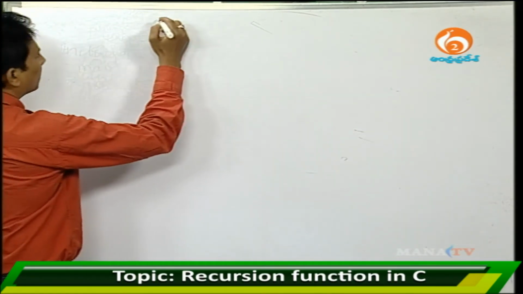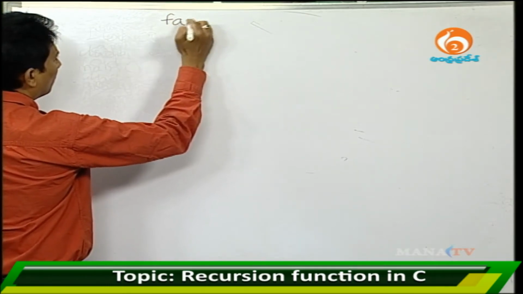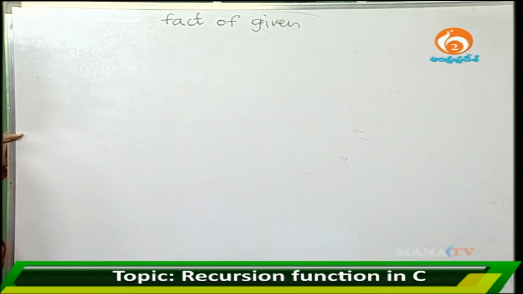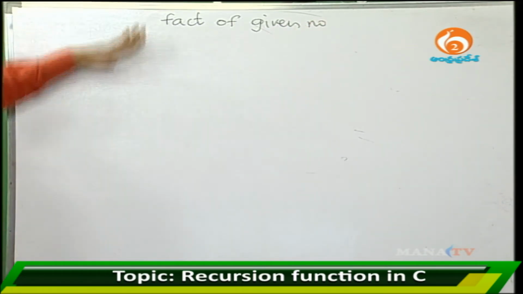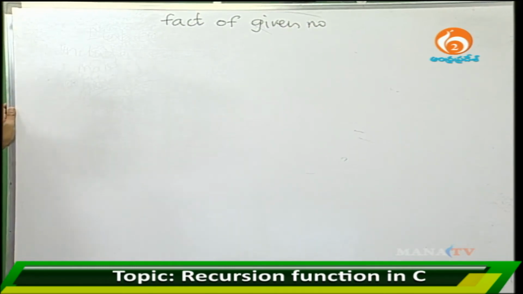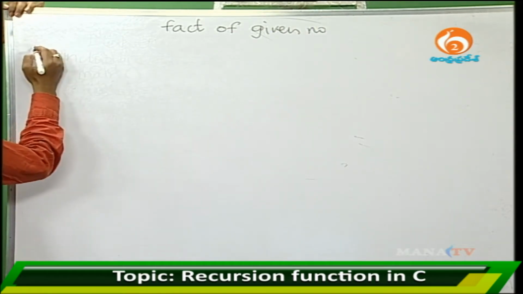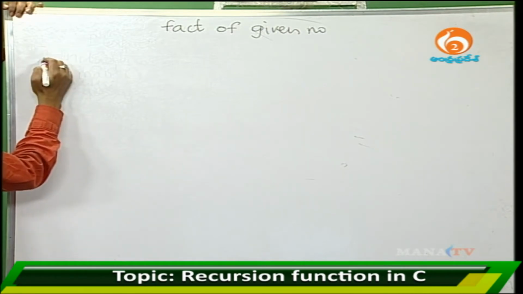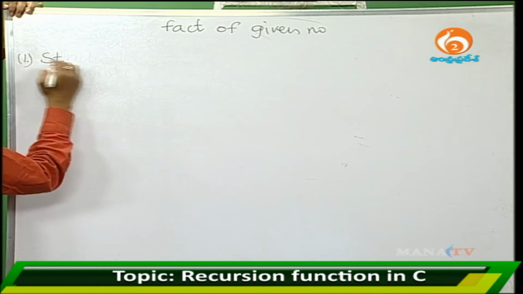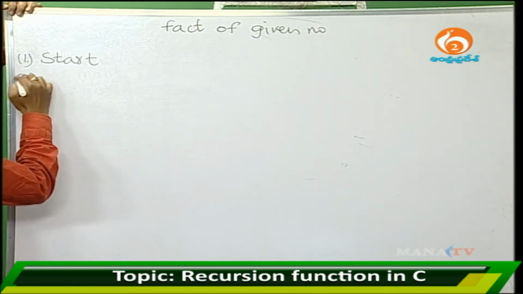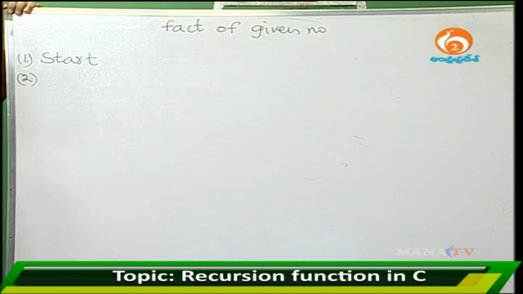Factorial of a given number. No problem, I will explain here. First we go for the algorithm of the factorial of a given number. First step, start. Next, second step. Whenever you are practicing C programs, better you write the algorithm first. Then it becomes very simple to implement in the coding.